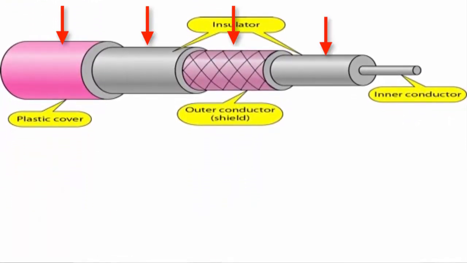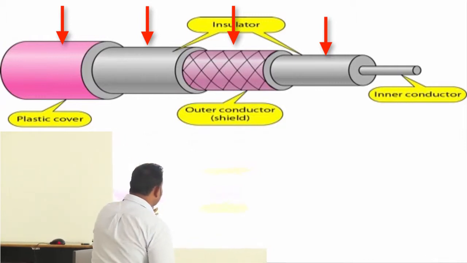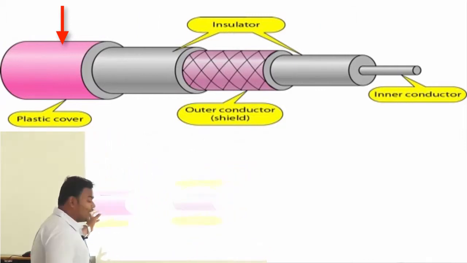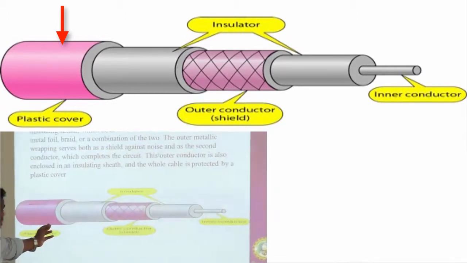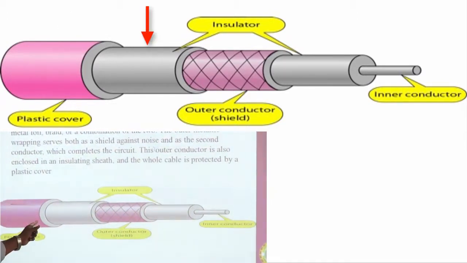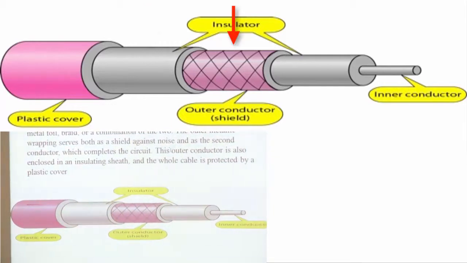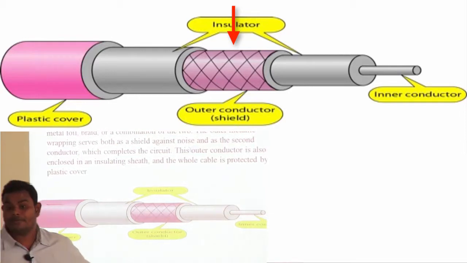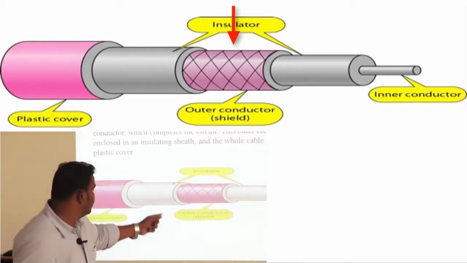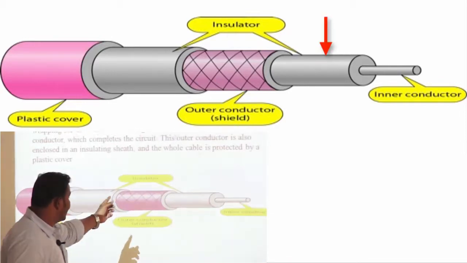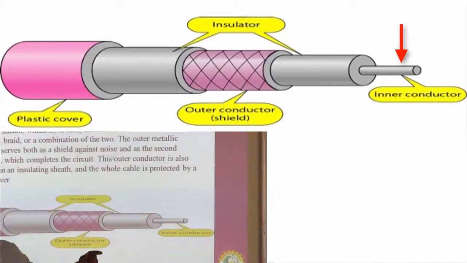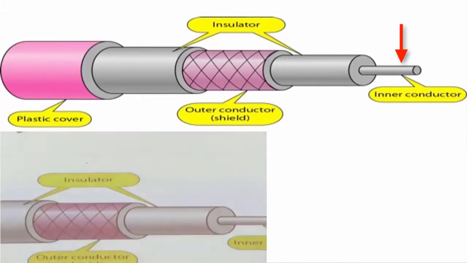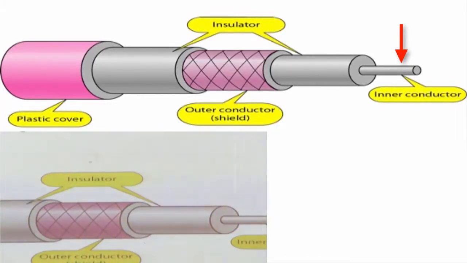This coaxial cable has 4 coats. The first one is the plastic, the upper layer is a plastic cover. Then inside that another insulator is there, then the outer conductor or a shield. This is made up of metal. Again another plastic cover, and at the last, the innermost side, is the carrier.